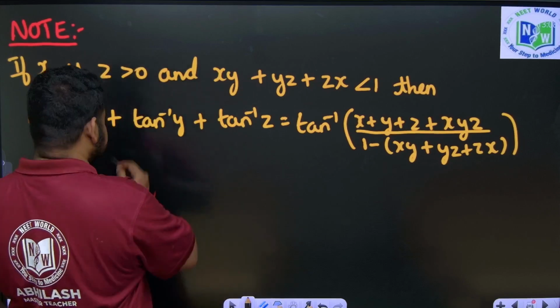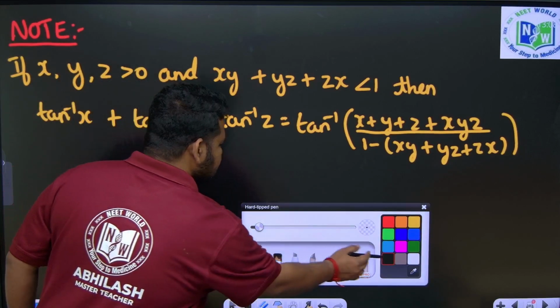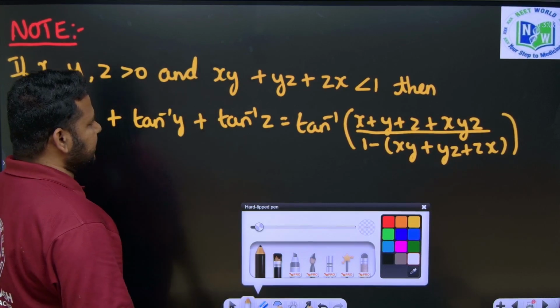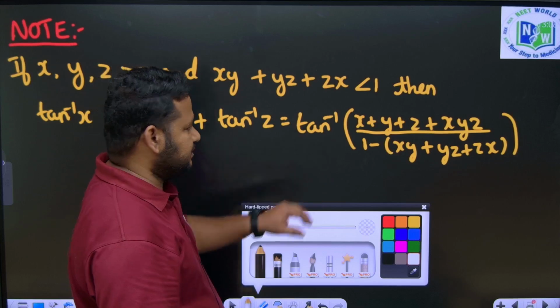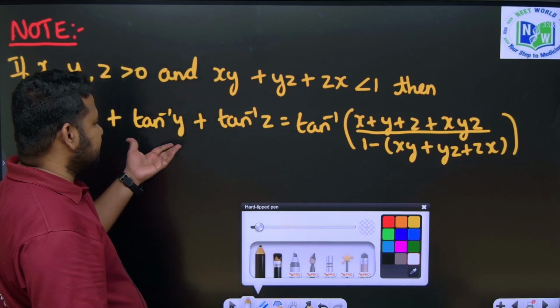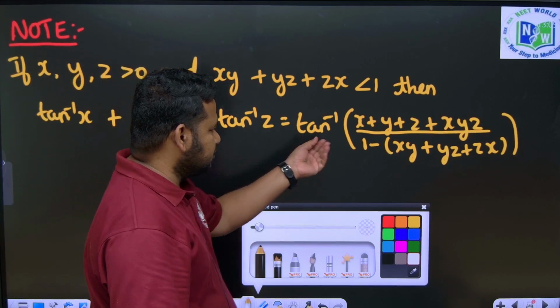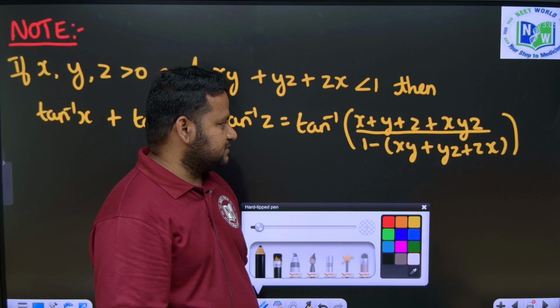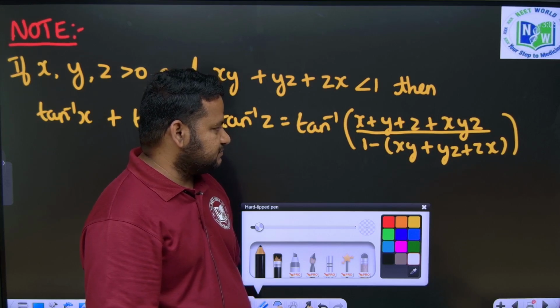We are starting with the note, one of the most important properties: if x, y, z are greater than 0 and xy plus yz plus zx is less than 1, then tan inverse of x plus tan inverse of y plus tan inverse of z is equal to tan inverse of (x plus y plus z minus xyz) by (1 minus (xy plus yz plus zx)).